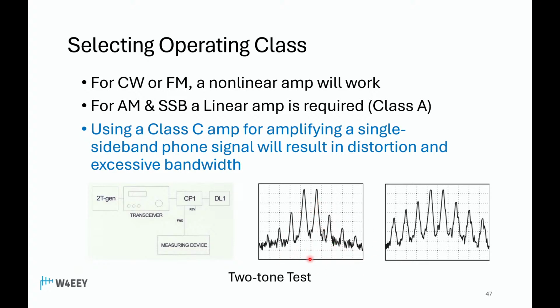So this one is relatively good. These are the 2 tones, and these are called the intermod products. They're down close to 30 dB. Here's one that's generating a lot of distortion, and these intermod products are much, much higher.